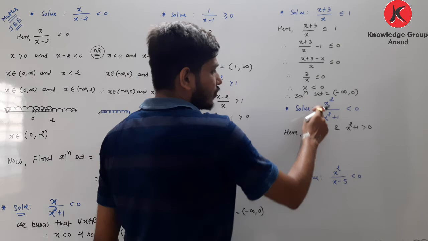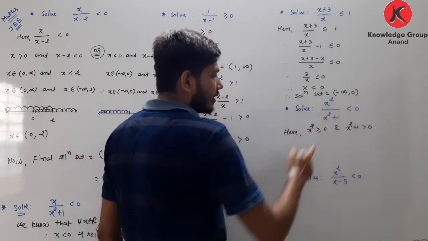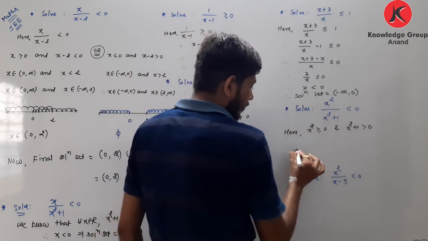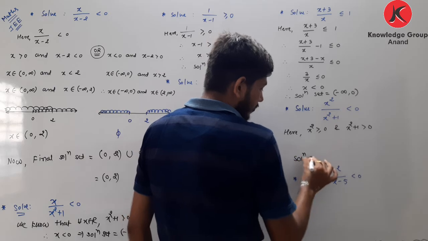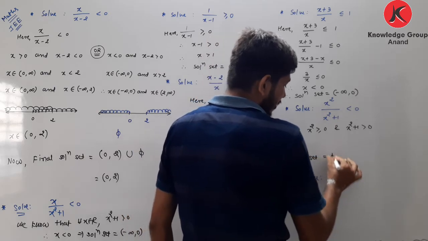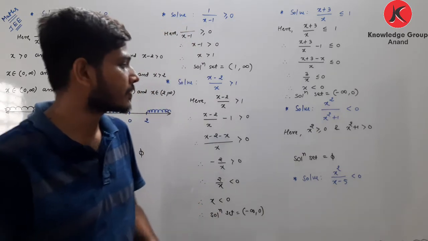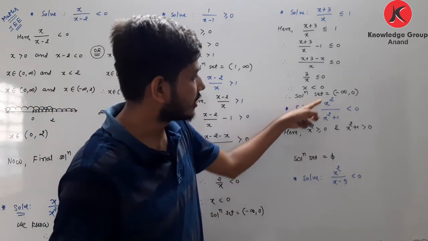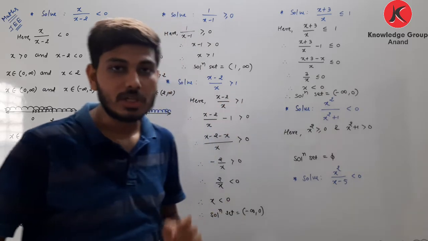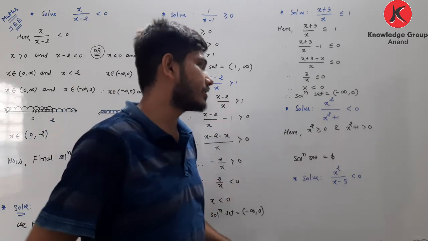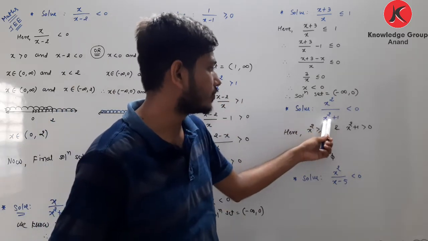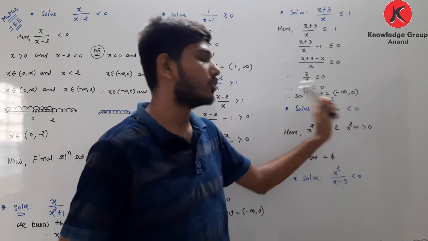Clear? Therefore, we can say that the solution set is equal to the null set. There is no value of x for which this ratio is negative.